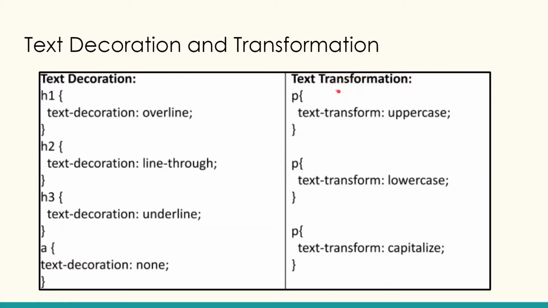Then we have text transformation. We have uppercase, which means our whole text will be uppercase, so everything will be in uppercase letters. Then we have lowercase, which means everything will be in lowercase letters. And then we have capitalized, which means the first letter in each word will be capitalized. So this is text decoration and text transformation.